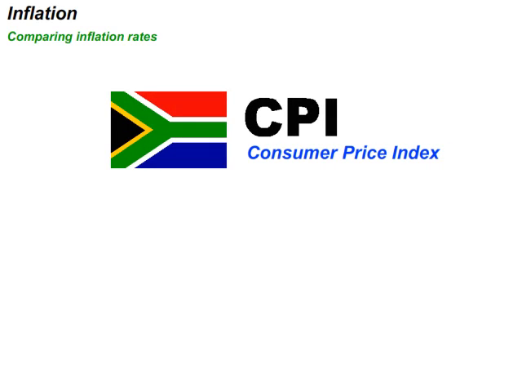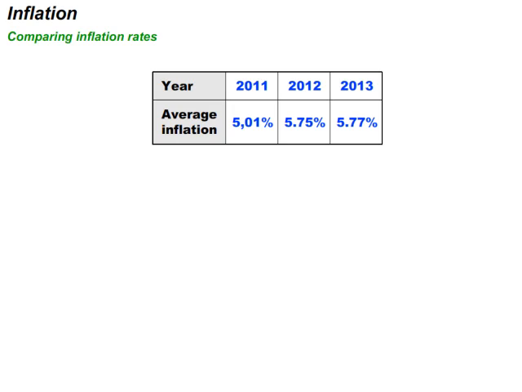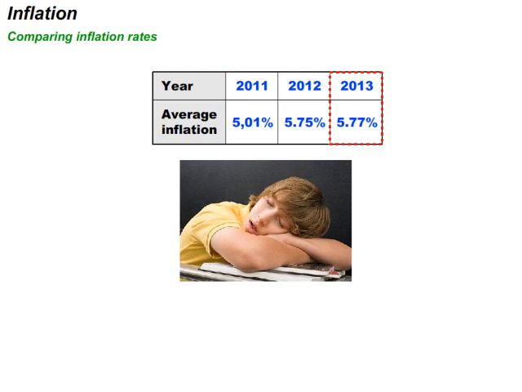Let's have a look at comparing inflation rate. In South Africa, the inflation rate is based upon the Consumer Price Index or CPI. This table features an overview of the historic South African inflation. I have presented the average inflation by year for South Africa, the average of the 12 monthly inflation rates of a calendar year. The inflation rate in 2012 is 5.75%. A year later, the average inflation rate is sitting at 5.77%.